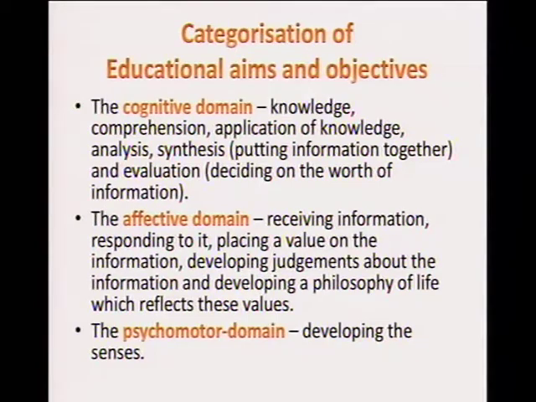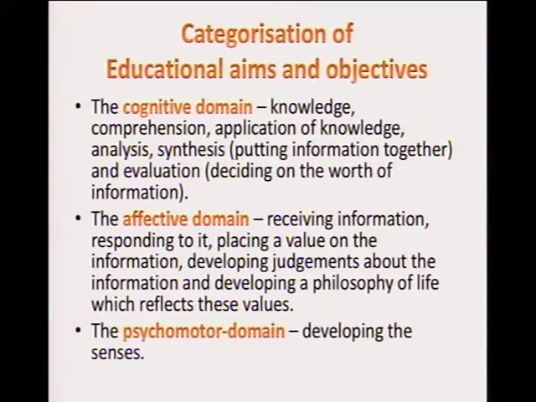Under the cognitive domain, a learner needs to have knowledge, facts of something, understanding, then they are able to apply that knowledge and interpret it. They need also to put information together and evaluate it. Then at the end, they need to decide on the worthiness of the information. Is the information trustworthy? Is it accurate? That is what they need to do under the first domain.